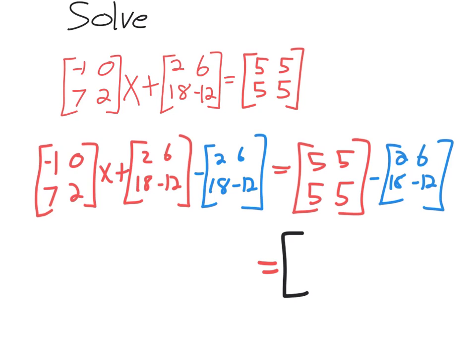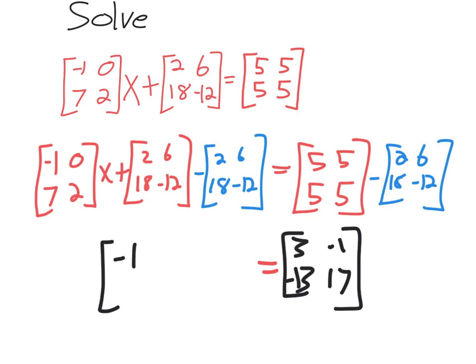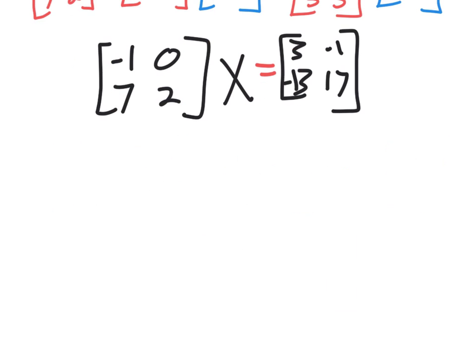5 subtracted by 2 gives you 3. Then you get 5 subtracted by 6 gives you -1. 5 subtracted by 18 gives you -13. And then 5 subtracted by -12, that's actually adding. So that gives us 17 over on this side. And what's left over here is this stuff, and the x matrix that we don't know. So it's smaller.